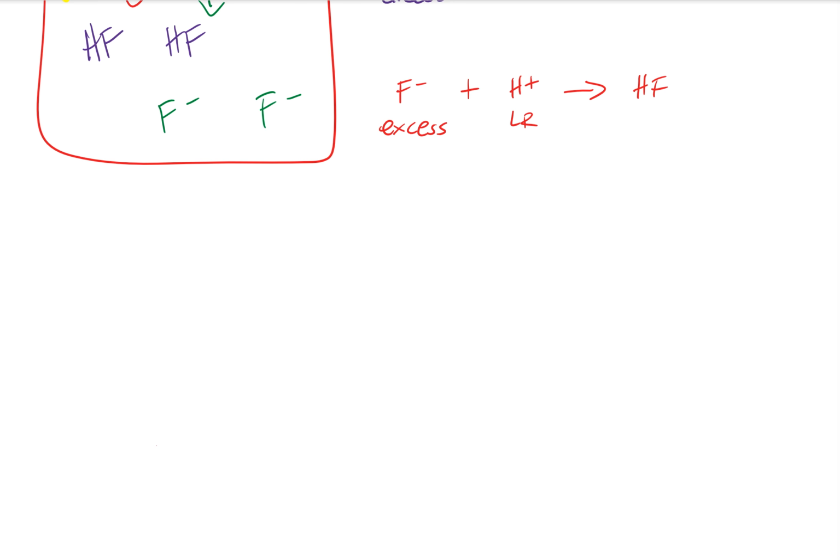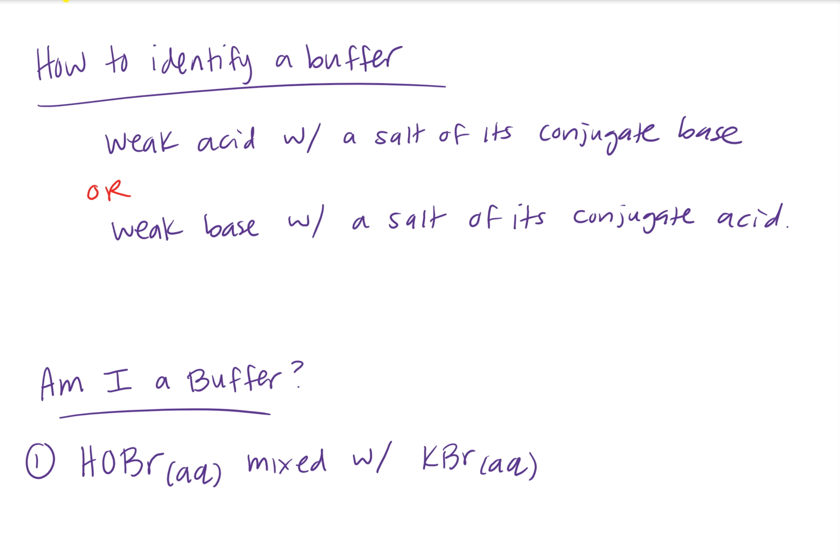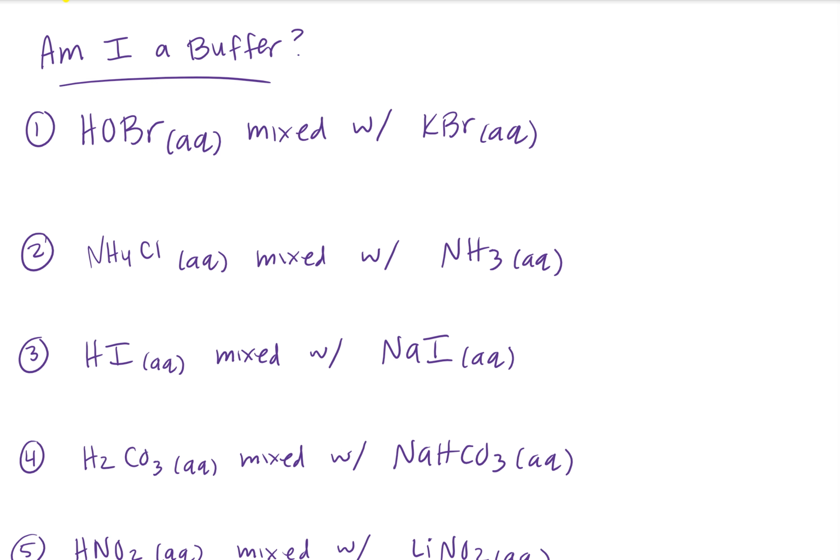So how do you identify a buffer? You're looking for, like I said, a weak acid with its conjugate base, or vice versa, a weak base with its conjugate acid. And those conjugates have to come in the form of another solution. One thing to note, a strong acid is not going to make up a buffer. Likewise, a strong base, not going to make up a buffer. It has to be something weak. So we have some practice problems here. Am I a buffer or not?